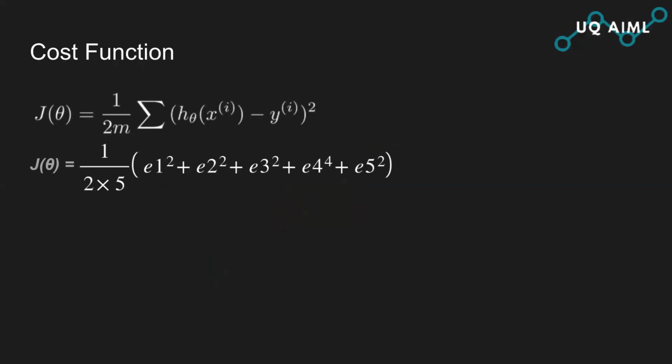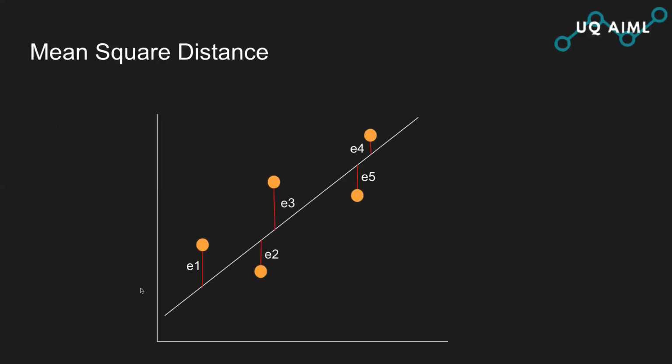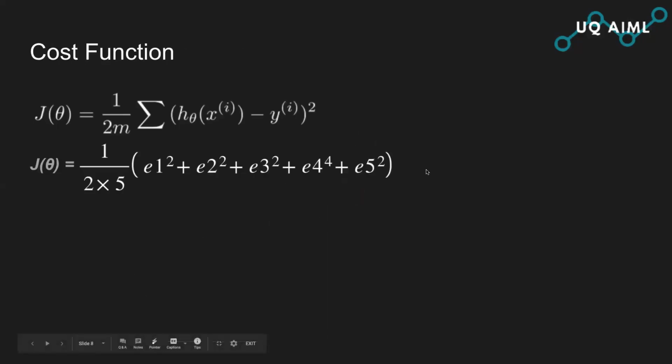So we had 5 training examples here, the 5 data points we were given. You go 1 over 2 times 5, and then take each of the errors, the vertical distances E1, E2, E3, E4, E5, square them and add them together. Even if we have 200 data points, we just go through each one, square it, and sum the values. That's what the cost function is, and it's an important parameter.